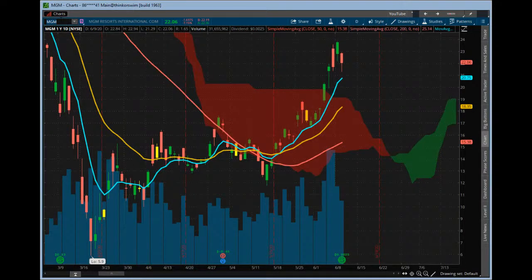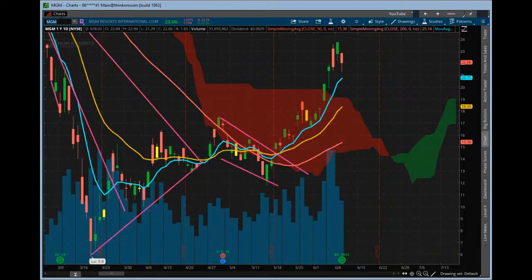MGM, okay, it did a little bit of a bounce today. The casinos tried today, but not much there, but it is still hanging in there. So it's still holding its 80 MA, which is over the 21, which is over the 50. So generally looking pretty okay.